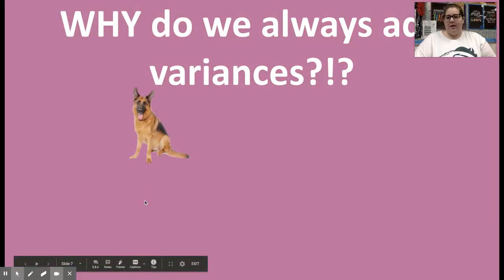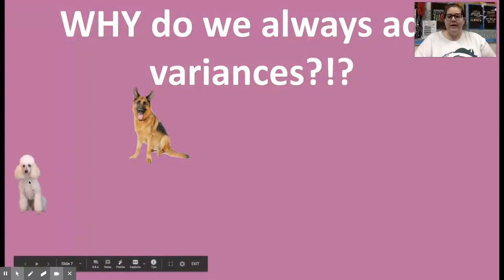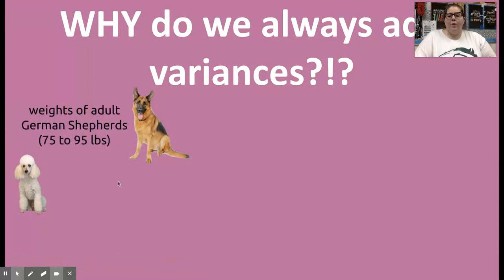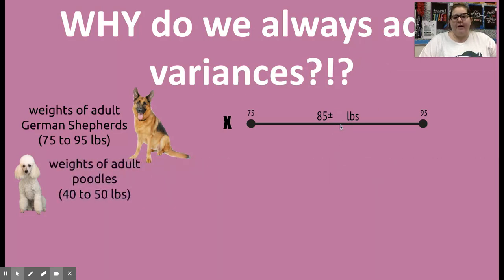We're going to talk about dogs because everybody loves dogs. Maybe not everybody, but a lot of people. So here's a German Shepherd. Here's a poodle. For the sake of argument today, we're going to say that the weight of German Shepherds ranges from 75 to 95 pounds. If I represented that with a number line, 75 is on the low end, 95 is on the high end. If we wanted to think about that in terms of a mean, or a center, and a variability, 85 is in the middle. So 85, give or take 10 pounds is what that would be.